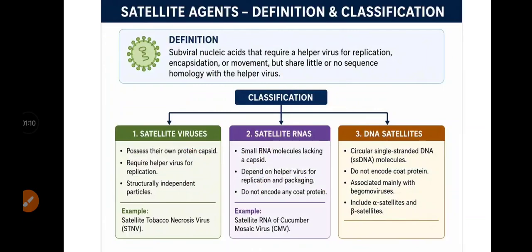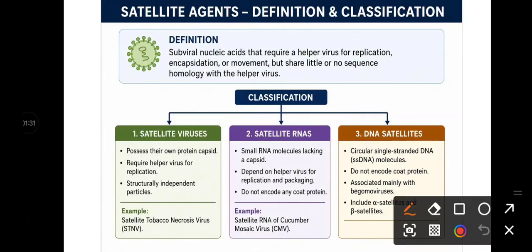Next, the satellite agents. So, first the definition. What is a satellite agent? Why do we call it a satellite agent, not a virus? What is the difference? So, the satellites are subviral nucleic acids that require a helper virus for replication, encapsulation and movement, but share little or no sequence homology with the helper virus.